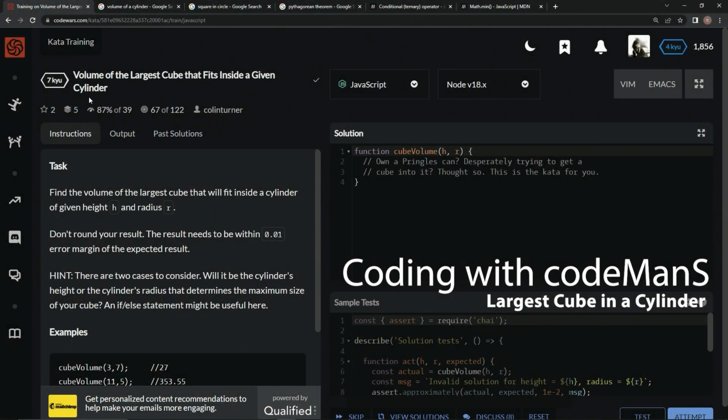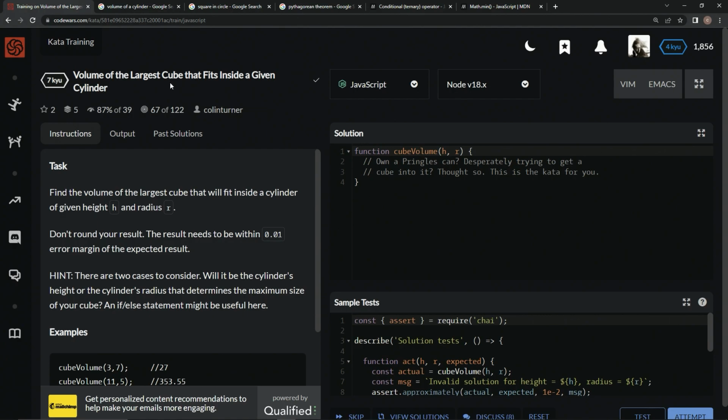All right, now we're doing 7 cube volume of the largest cube that fits inside a given cylinder. This is by Colin Turner, and 87% of people like it. So we're going to find the volume of the largest cube that will fit inside a cylinder of a given height h and radius r. We're not going to round the result. The result needs to be within 0.01 error margin of the expected result.